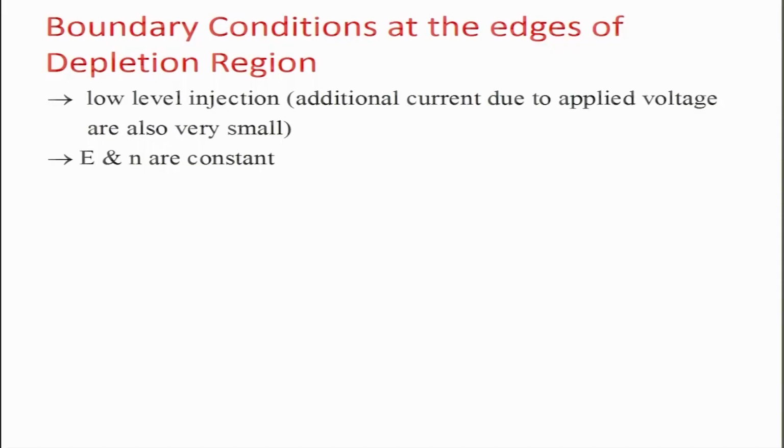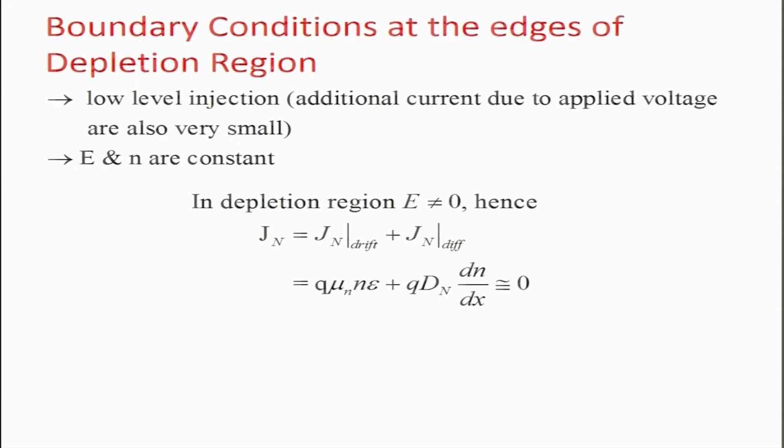So in the depletion region, however, we have a condition where the electric field is not equal to 0. Within the depletion region we know that the electric field is not equal to 0. As a result, we can write Jn is equal to Jn drift plus Jn diff. What it means is that the drift current is going to be equal to Q n mu n into E, the electric field.